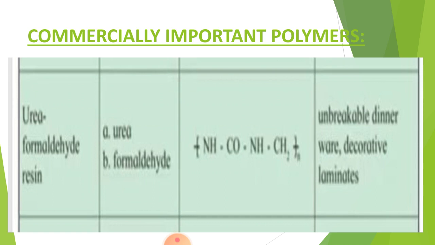The structure of the polymer is NHCO NHCH2. Now this nitrogen and carbon have opened their branches to link with another monomer structure. Urea and formaldehyde undergo condensation polymerization, and a water molecule, or small molecule, is liberated, and then it gives the polymer structure. This polymer structure links with another polymer structure, and then it gives the urea formaldehyde resin.